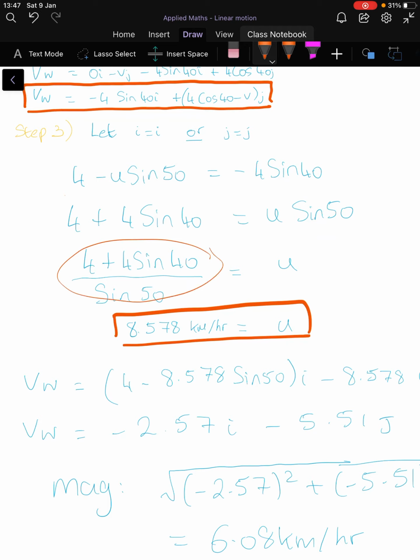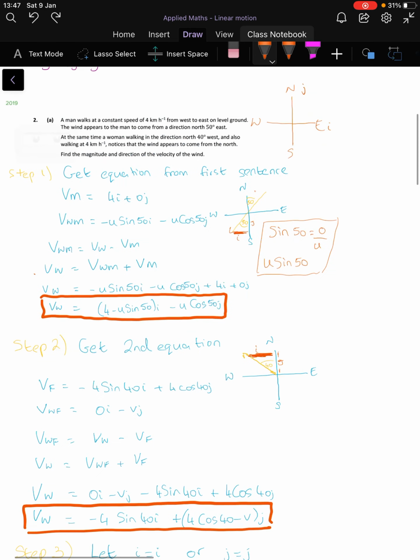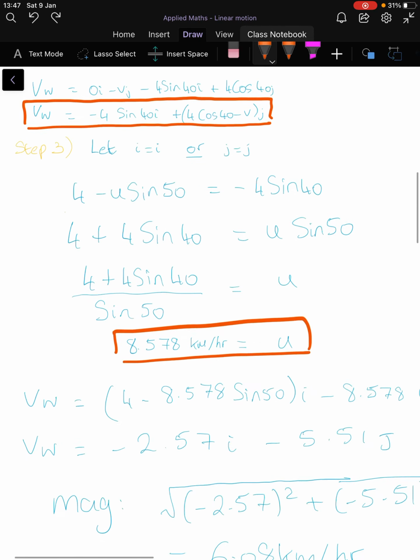This whole thing goes into the calculator, and I end up getting 8.578 kilometers per hour. All I've done there is I've found u. I haven't actually answered my question. So the whole point of me finding u was to go back up here, and now into this equation I can substitute u in, and I will find what the velocity of the wind actually is.